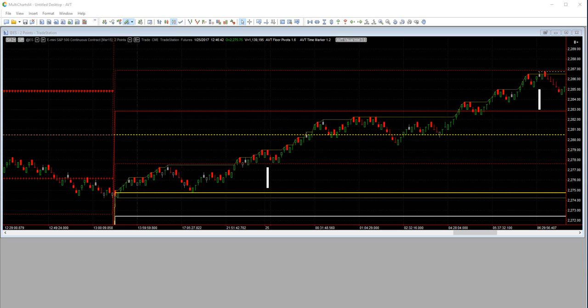If you're not familiar with the term, Globex is essentially the after hours market on the CME for the S&P 500, and really for all the futures as well, but specifically, we're talking about the Globex for the S&P 500.